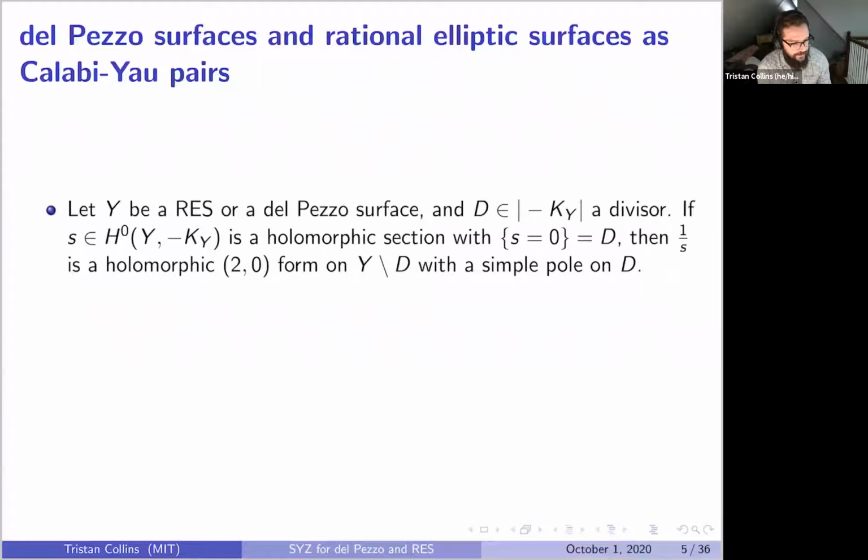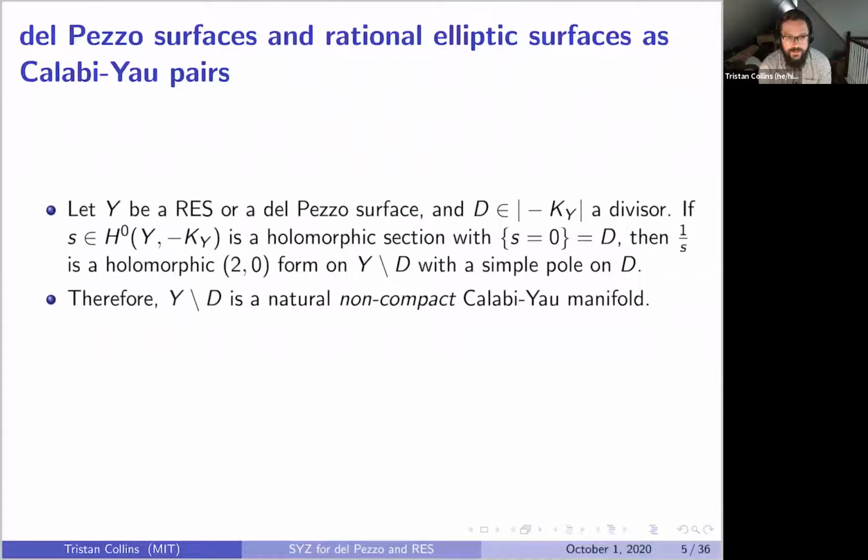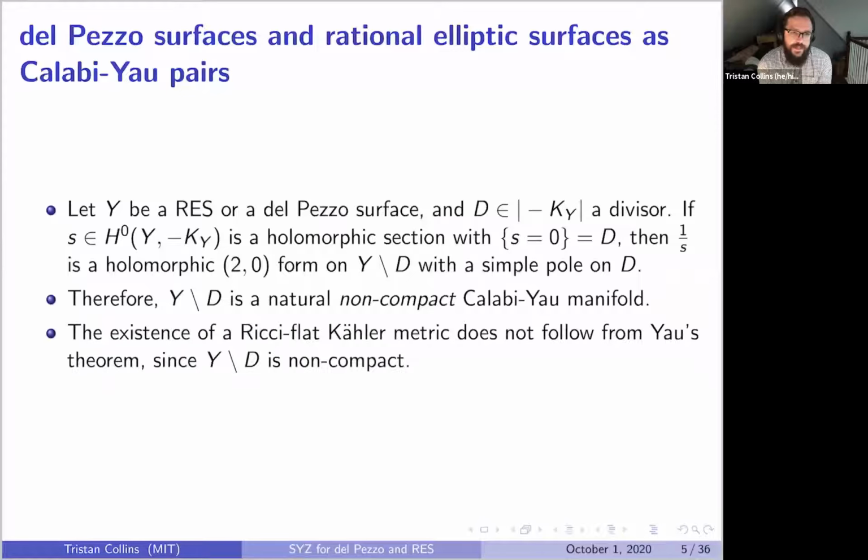So in particular, that makes these divisor complements in rational elliptic surfaces or del Pezzo surfaces, or of course more generally, right? I mean, this construction makes sense anytime you have an effective anti-canonical bundle. That makes the complement of this divisor a natural non-compact Calabi-Yau manifold. In this case, when I say Calabi-Yau, I really mean just that it has a holomorphic 2-form, or n-form, if you like, in higher dimensions. I don't mean Calabi-Yau in the sense that there's a Ricci-flat Kähler metric, because Yau's theorem obviously doesn't apply in this case, because these divisor complements are non-compact.